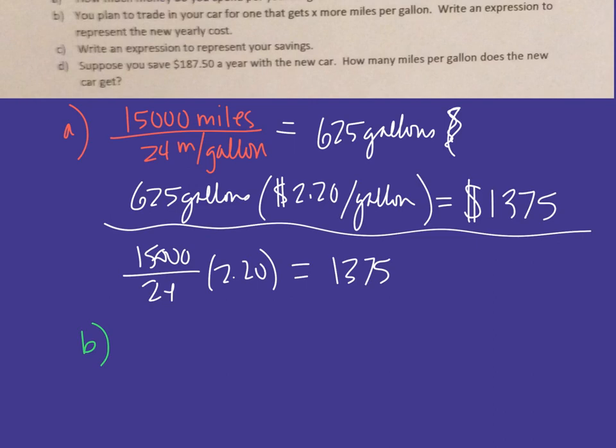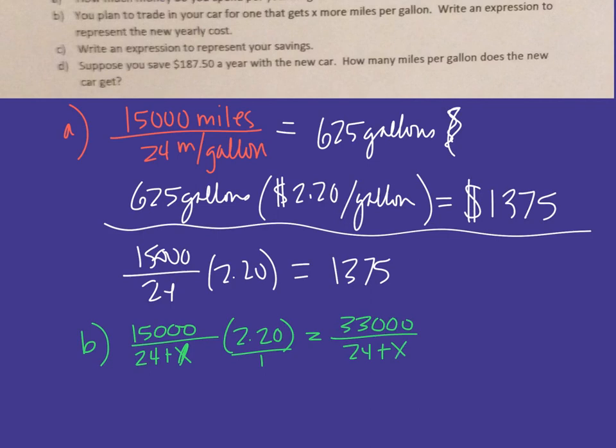So you're wanting to get a new car that gets X more miles per gallon. So you're still driving this many miles, but instead of getting 24, you're getting 24 plus X because you're getting X more. And then you're still going to have to multiply by 220. So that would be an expression that would give you a new thing. This is 220 over 1, so you could actually multiply straight across and have this as your expression for how much money it would cost for the year.